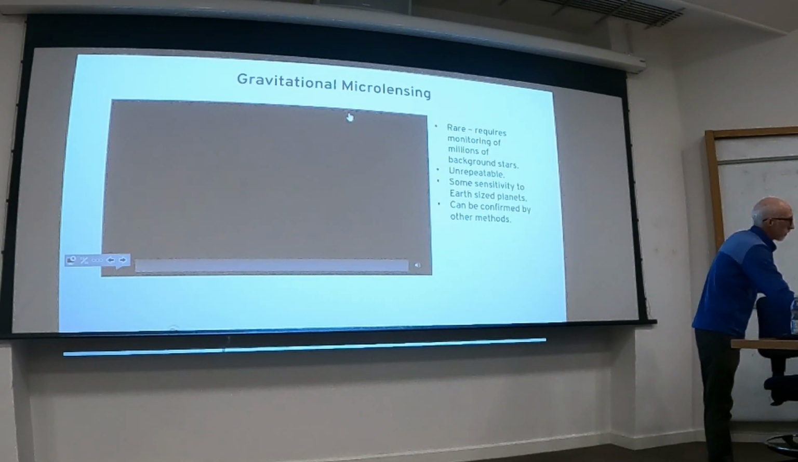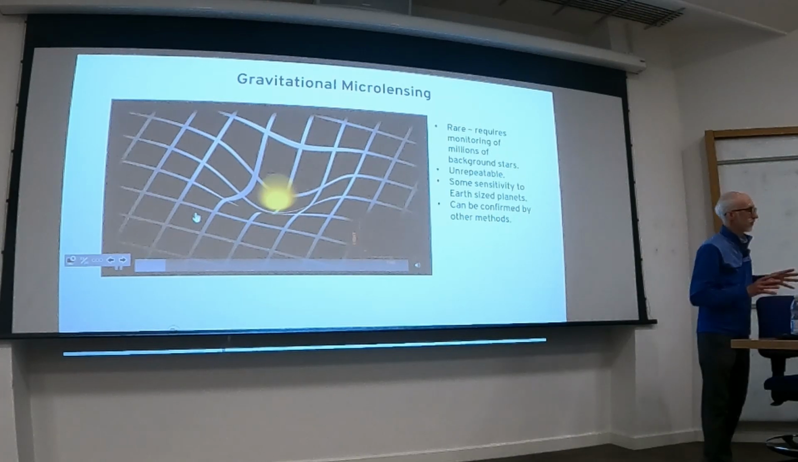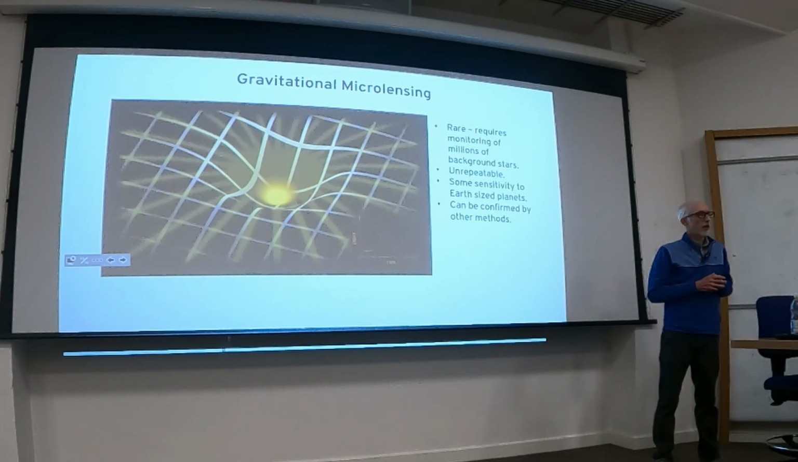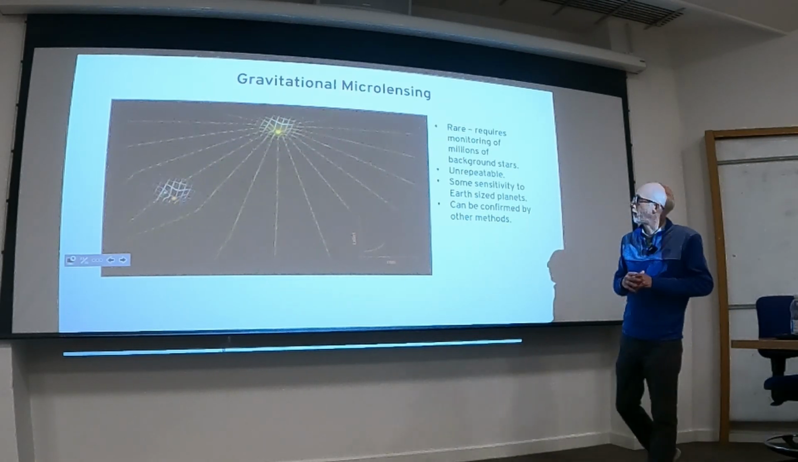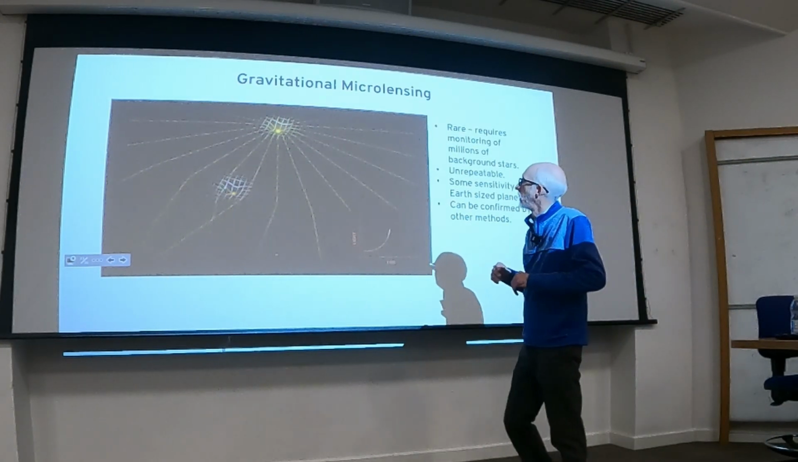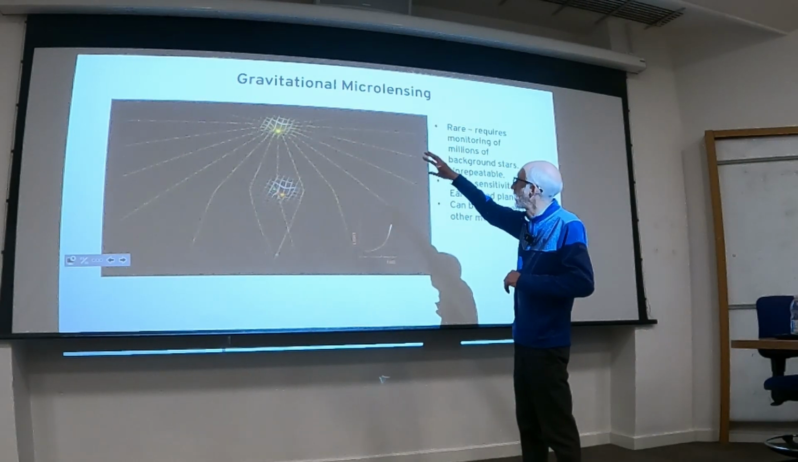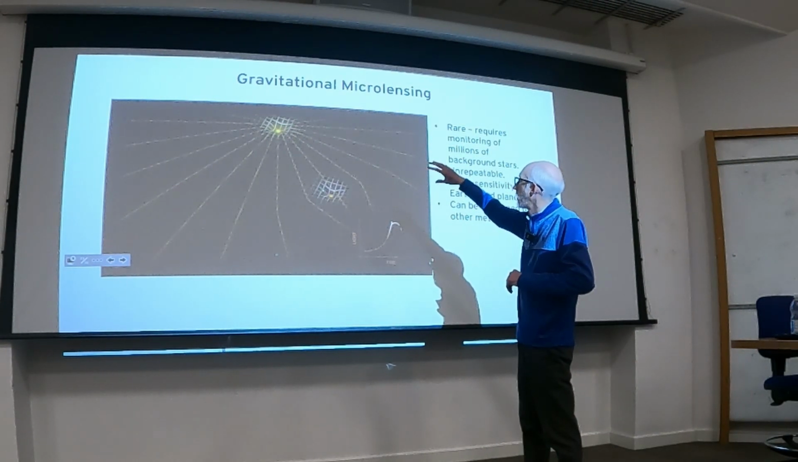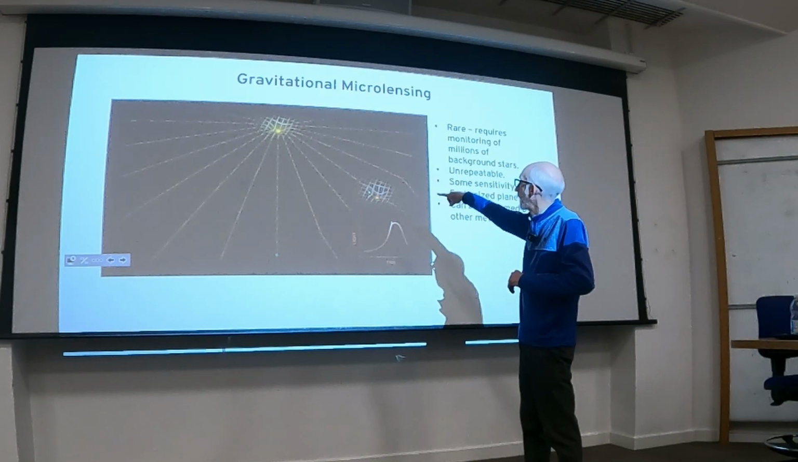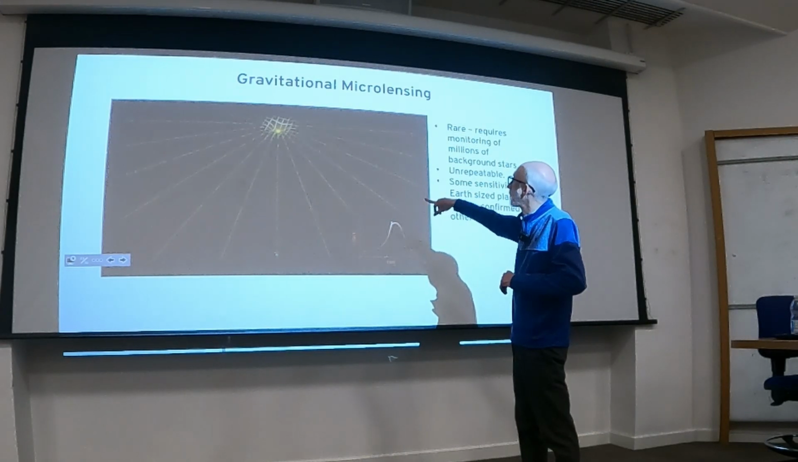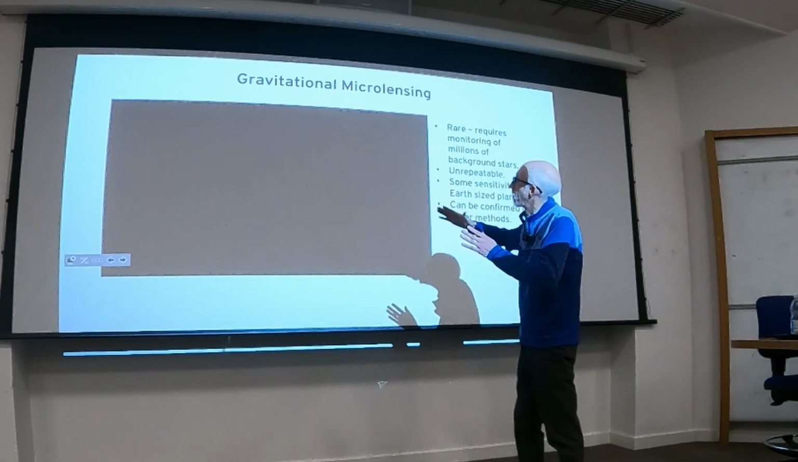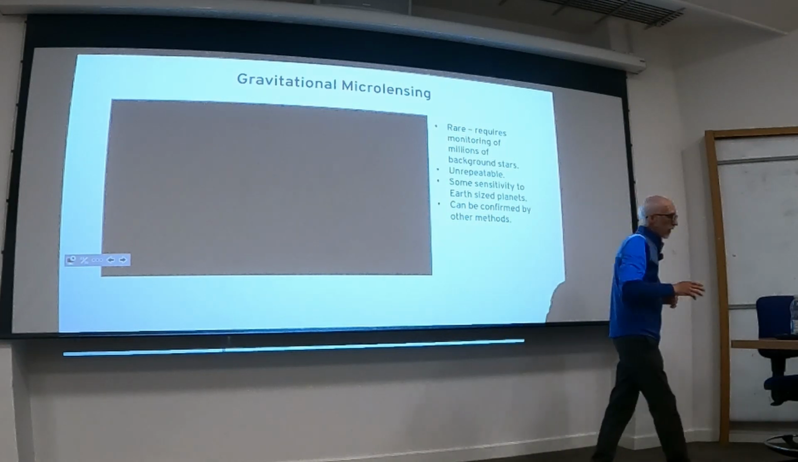The last method I wanted to show you was gravitational microlensing. Now this is slightly more complicated. Basically, as a star that's behind the star and planet as it moves across, the gravity well from the star and the planet magnifies the light from the star behind.